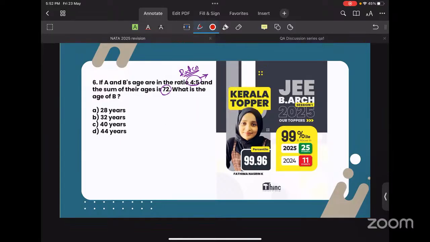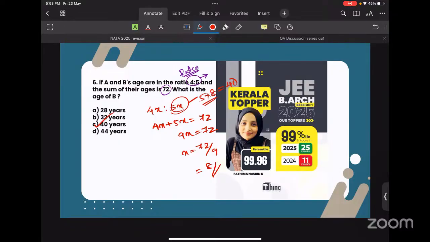So over here, 4:5, you can write like 4x, 5x. So 4x plus 5x is equal to 9x, equal to 72. So x equals 72 by 9, that is 8. 8 into 9 is 72. Now you can substitute. What is the question? What is the age of B? So age of B means 5 into 8, that is 40. This question is from the chapter ratio.